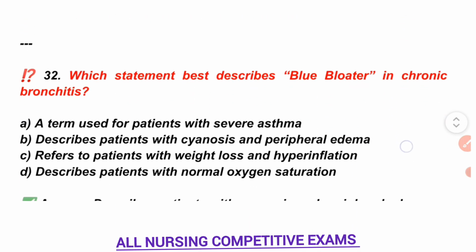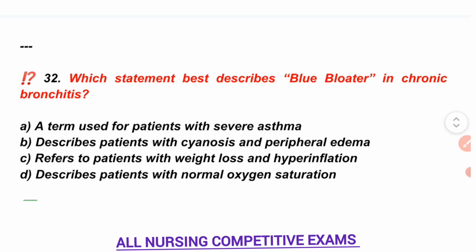Question number 32. Which statement best describes blue bloater in chronic bronchitis? The right answer is option describes patient with cyanosis and peripheral edema. Option B is the correct answer.